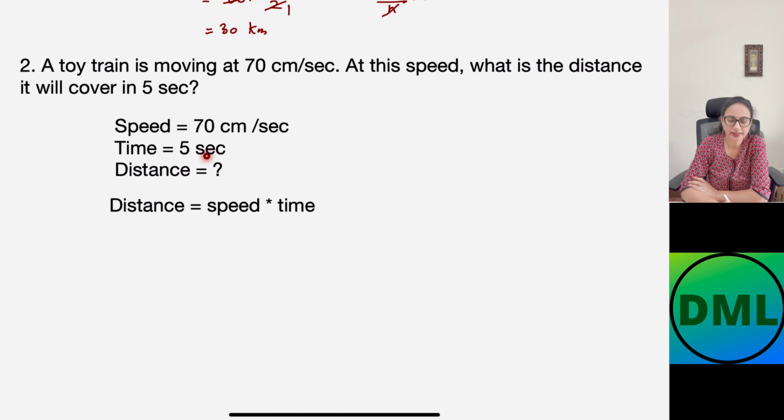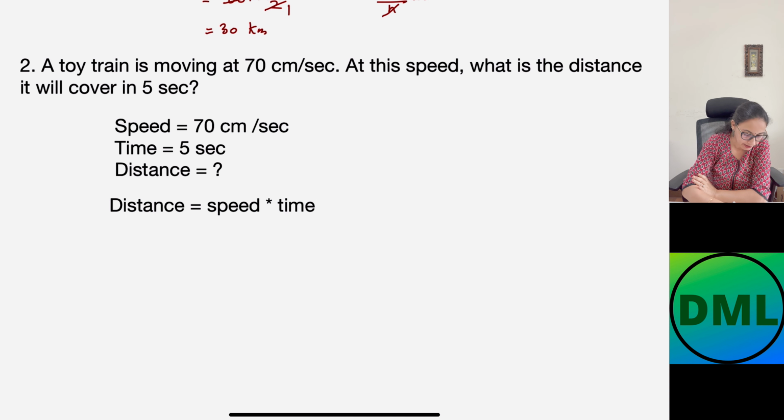5 seconds is the time given to you. Time is 5 seconds. As you can see, here it is seconds and seconds, the unit is the same. You have to be very careful with that. The unit should be the same. Then you can start doing the question. In this case, the unit is the same, so I can find the answer for my distance. Distance will be speed multiplied by time.